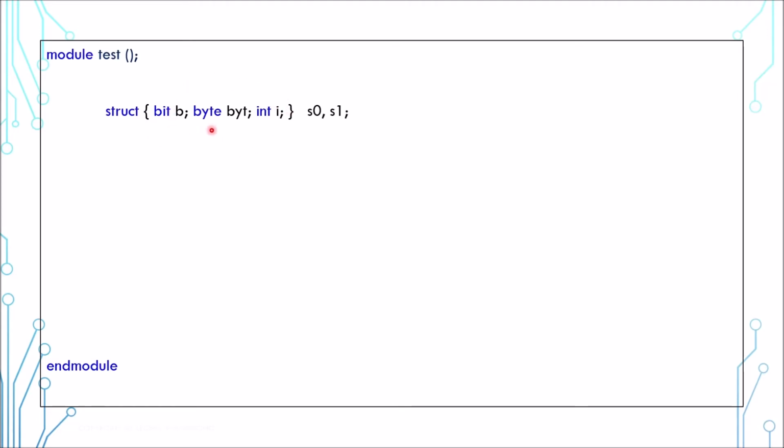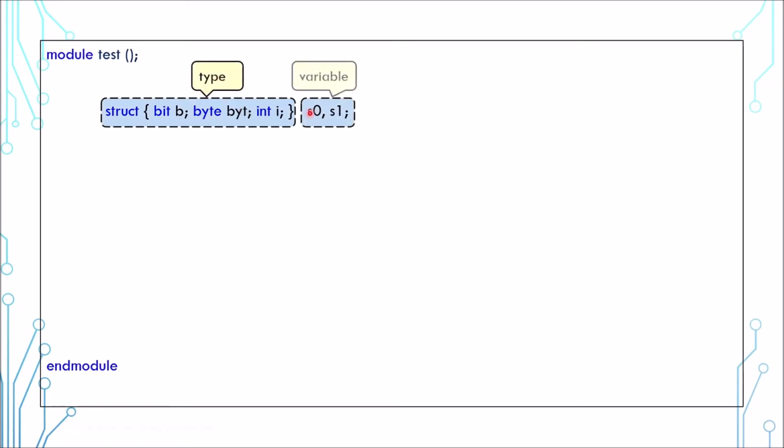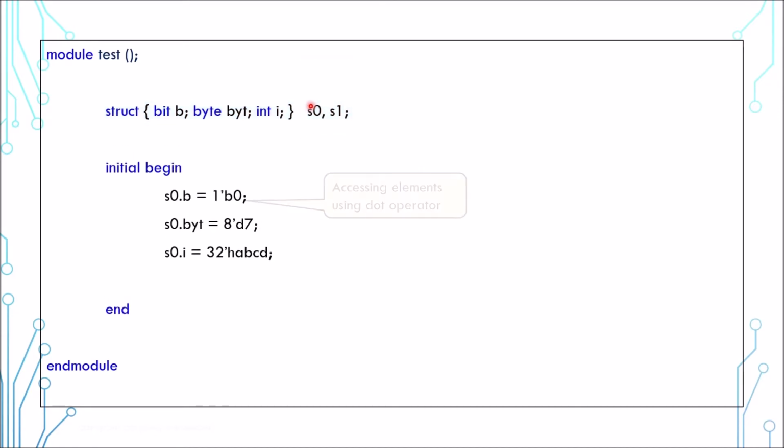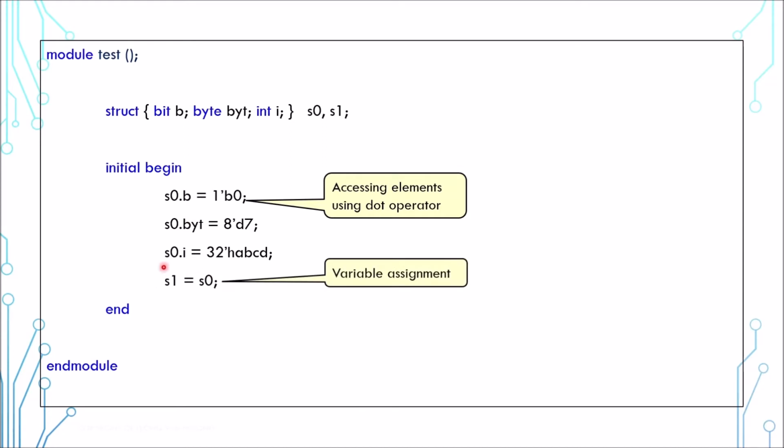You can declare a structure variable by using keyword struct. You wrap around the variables you want in the curly braces. In the example here, the structure has a bit, a byte, and an int. In case you're not familiar with the syntax, the first part is the type and the second part is the variable. Now you have two structure variables, s0 and s1. You can access the member of the structure by using dot operator, such as s0.b.